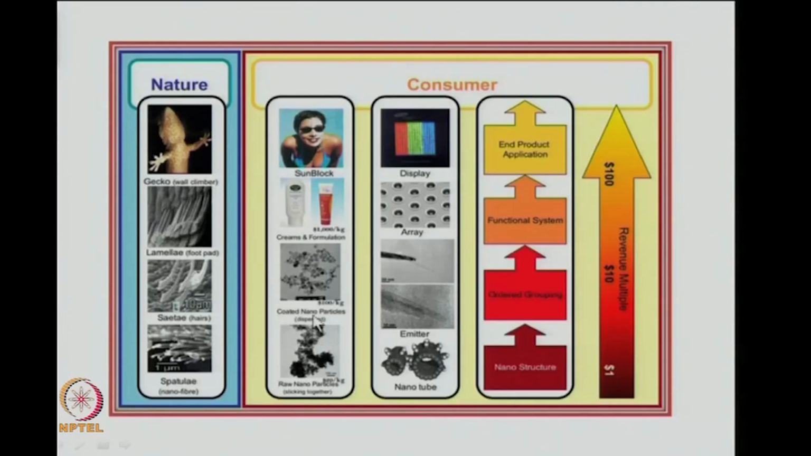There is a lot of change as you go along this chain, and if you look at it from the economics point of view, you start with these nanostructures. They may have some cost, but as you turn towards the finished product, there is a lot of engineering and manipulation which goes in, and the cost of the final product of course becomes much higher. So, these are some of the consumer products which are already there in the market.